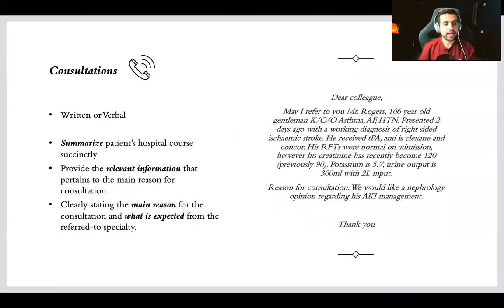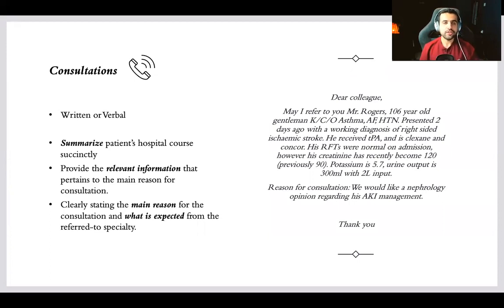Okay. Next one is probably something people can sometimes find a bit challenging, which is the consultations. There are 2 types, the written and verbal. The challenging one is the verbal because it requires a decent set of communication skills. So the goal of the consultations here is you want to summarize the patient's hospital course for the subspecialty that you are trying to reach.